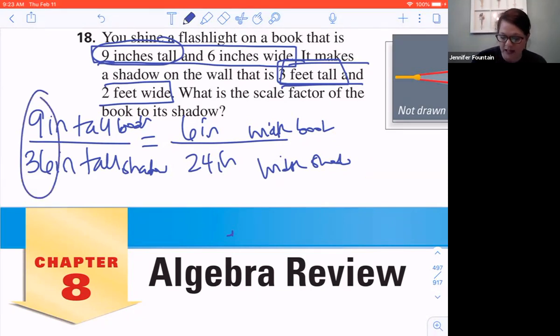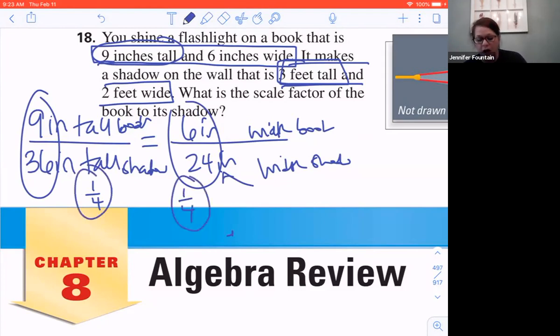So again, all I'm looking at are these 2 numbers here, and I'm looking for the scale factor. To do that, 9 over 36 reduces to 1 over 4. Again, if I'm not sure, I can look at 6 over 24. That also reduces to 1 over 4. So my scale factor, whether I'm talking about the height or the width, is 1 over 4. And all I do is set up my 2 corresponding numbers and reduce the fraction.